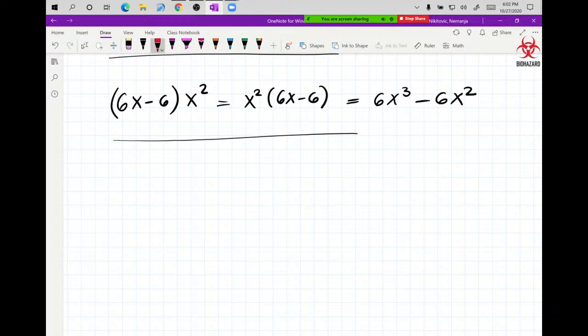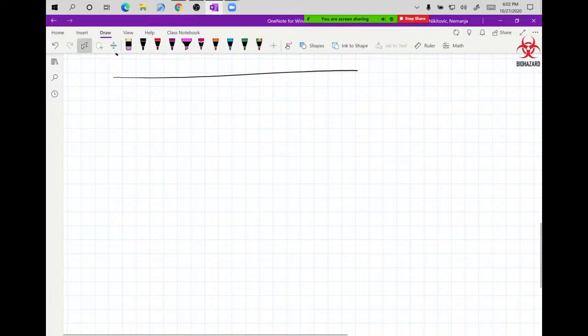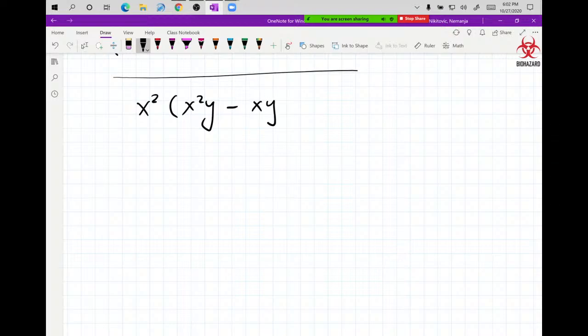I don't know why I erased that. Can leave these ones. Let's take a look at another. These are all, again, from the textbook. Problem 33 says x squared times x squared y minus xy squared. That's in the textbook.